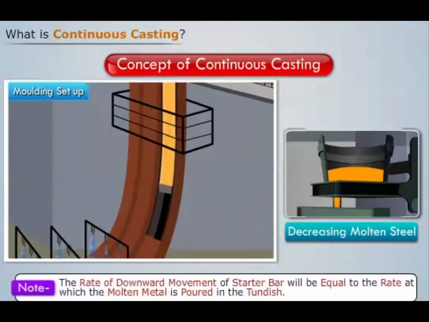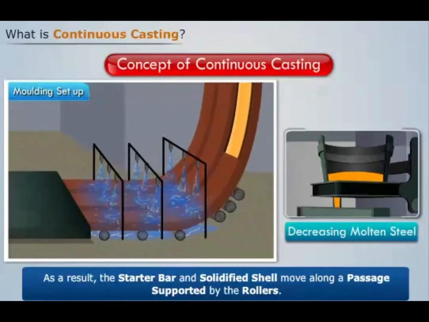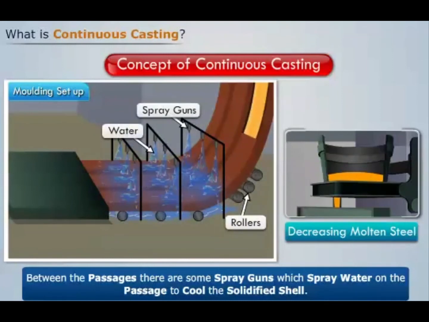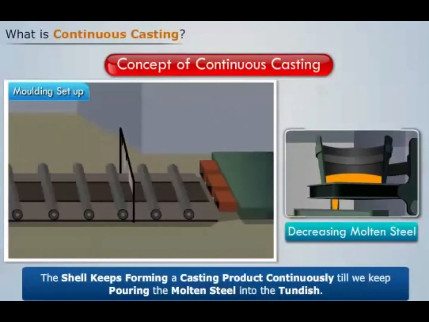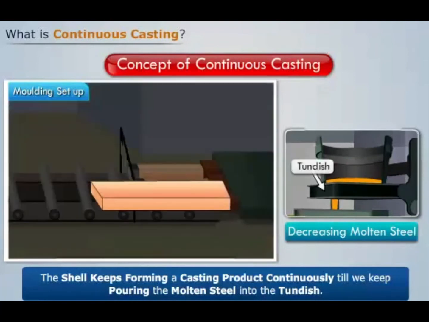Note that the rate of downward movement of the starter bar will be equal to the rate at which the molten metal is poured in the tundish. As a result, the starter bar and solidified shell move along a passage supported by the rollers. We can see that between the passages there are some spray guns which spray water on the passage to cool the solidified shell. We see that the shell keeps forming a casting product continuously till we keep pouring the molten steel into the tundish.